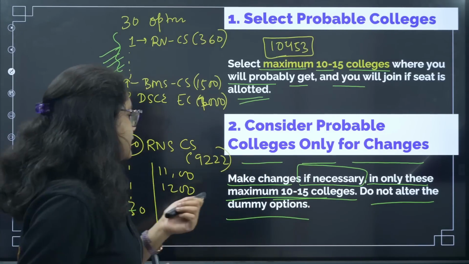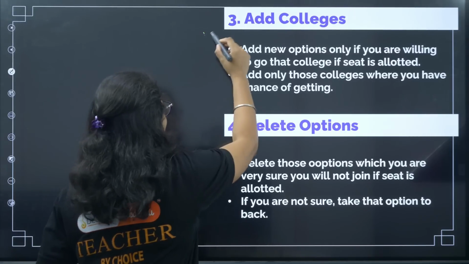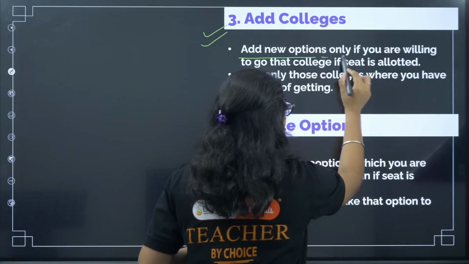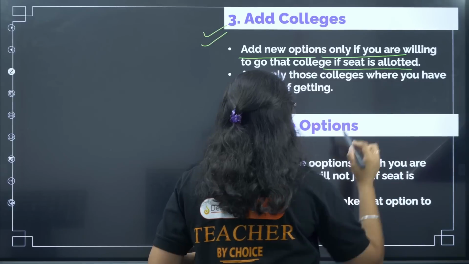Okay, now let's get to the third point here. Add colleges. Add new options only if you are willing to go to that college if the seat is allotted.